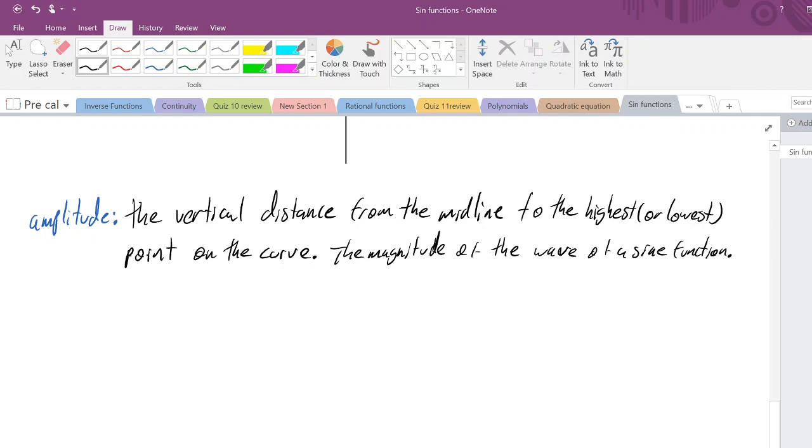So how do you find the amplitude? Amplitude equals 1/2 the absolute value of the max minus the minimum.